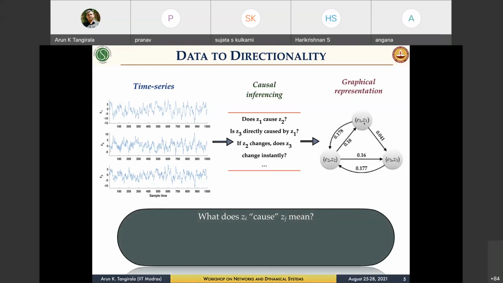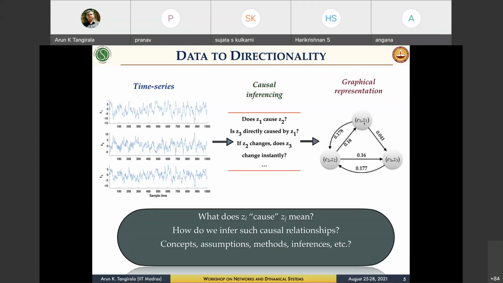In order to go from data to a graphical model representation, via the key step of causal inferencing, we have to answer some very key questions. What does cause mean? That's a very, very important question. Cause is a very qualitative term. Mathematically, what does it mean? Because after all, we are going to work with numbers. How do we infer? Of course, that has got to do with statistics. And what are the assumptions?